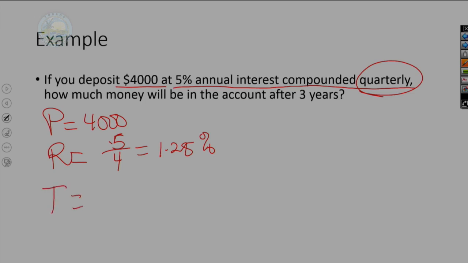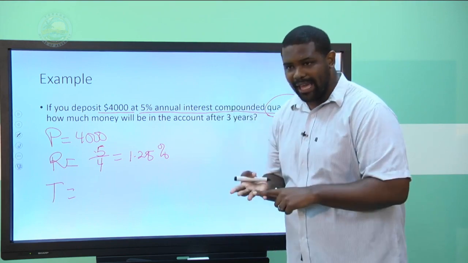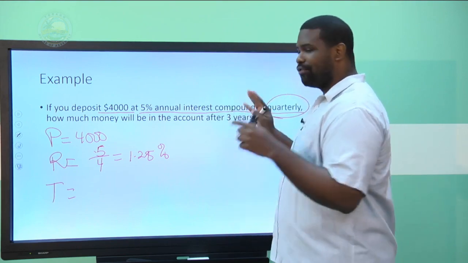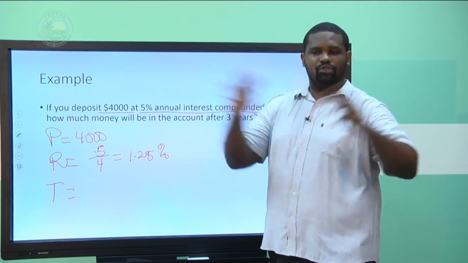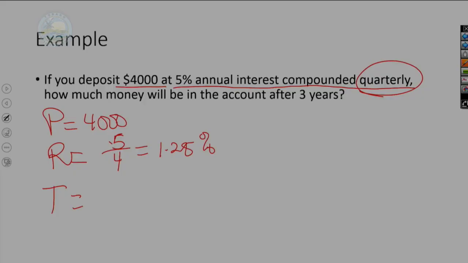They say the time is 3 years, but what must we remember? We are compounding how often? Quarterly. So it means that interest is going to be applied 4 times a year. So if interest is being applied 4 times a year, and it's been applied for 3 years, how many times does the account experience compound interest? Well, it will simply be 4 times 3, which is 12.